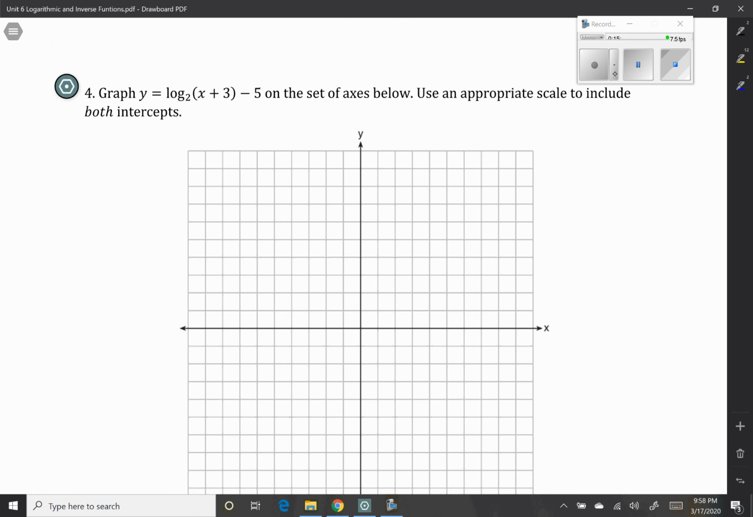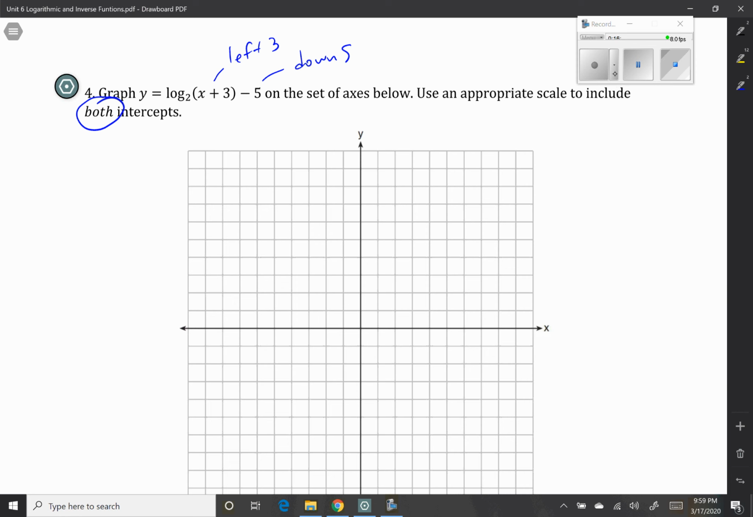Different things happen with logarithms. So here's a really good question. This is similar to one that was on a Regents exam a few years ago. It says graph this logarithm, log base 2 of (x plus 3) minus 5, and use an appropriate scale to include both intercepts. Now you might be saying, well, you just said that it doesn't have y-intercepts, but because this logarithm has some type of shift, a left 3 and a down 5 shift, the rule of having an asymptote is still there. It's just not going to be the y-axis this time. It's going to be somewhere else, and we'll identify that using our graphing calculator.